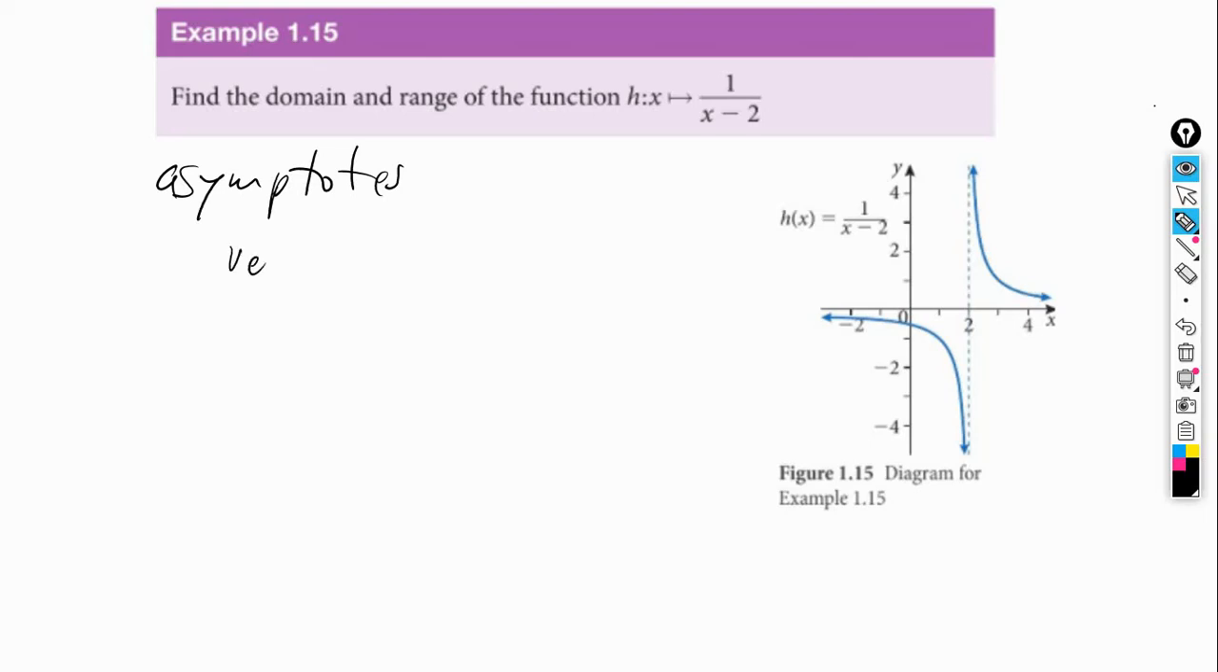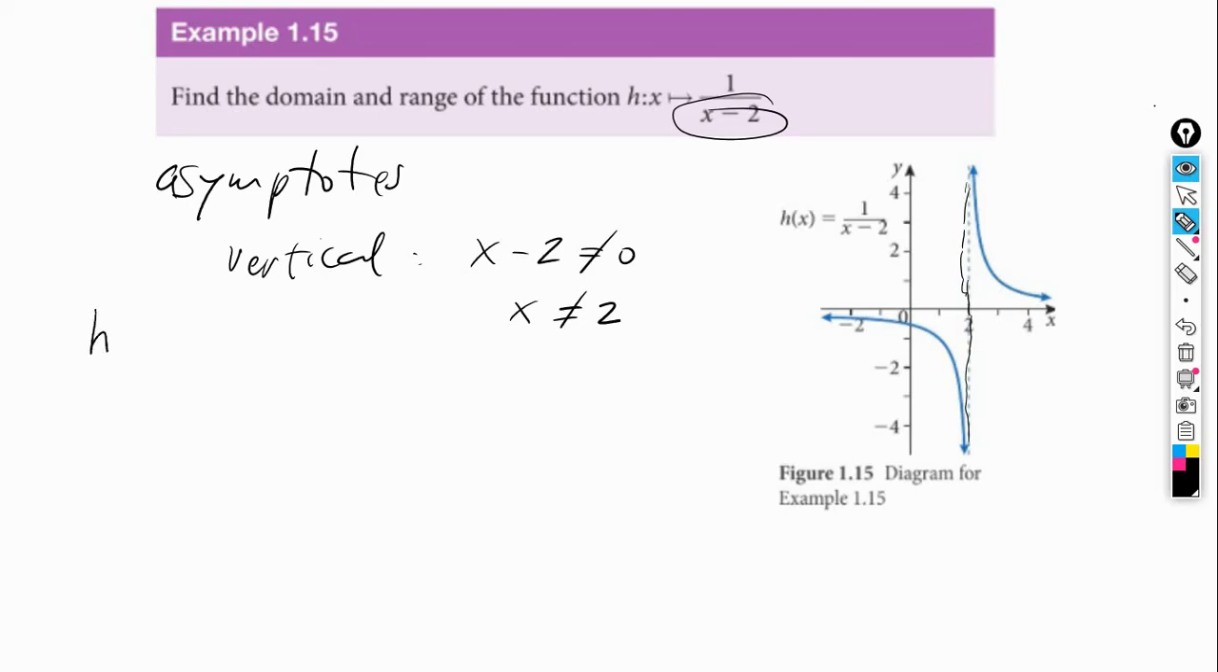So vertical asymptotes, those would be the values of x that we cannot plug into this. And notice that the denominator by definition cannot equal 0. So that means that x minus 2 cannot equal 0. In other words, x cannot equal 2. And we can see this clearly on the graph to the right, where there is a vertical asymptote represented by this dotted line that goes through x equals 2, where the graph does not cross, because if x equals 2, it becomes undefined.